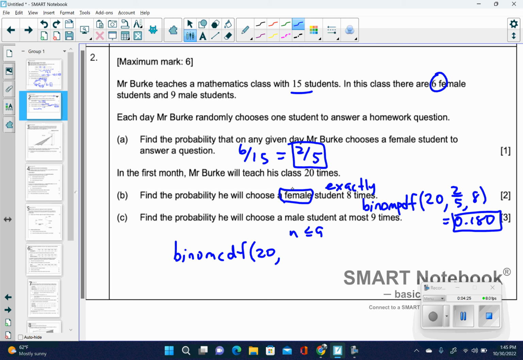So if you can choose a female student 2 out of 5, then the males are going to be 3 out of 5. So that's the chance of getting a male, or you could have done 9 out of 15, same thing. And then he wants at most 9 times, so you're going to put 9 in the calculator, and that is about 0.128. Okay, and same thing with this. This is about.